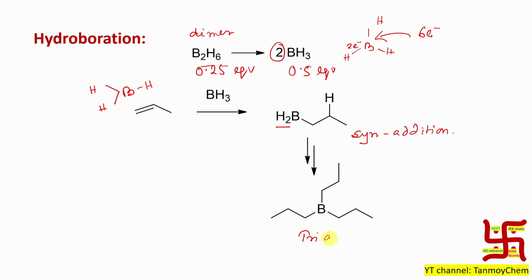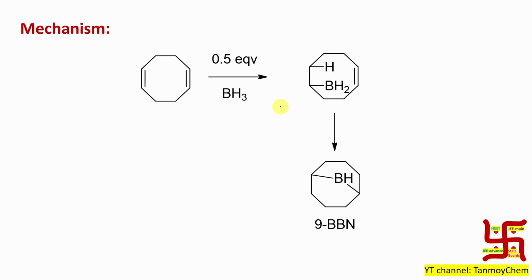resulting in what is called a trialkyl boron. So this part I think you are all familiar with. Now here it is a little interesting for this problem. We understood that we have prepared 0.5 equivalent of BH3. So this is 1 equivalent, this is 0.5 equivalent. Now, next, what happens?